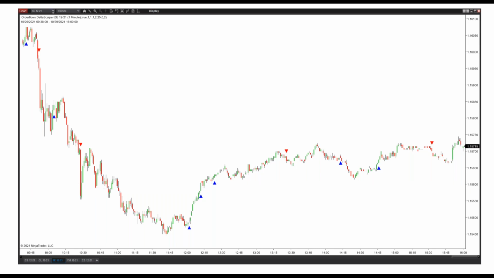Depending on the type of chart that you're trading, start with one, one, and one and go from there.